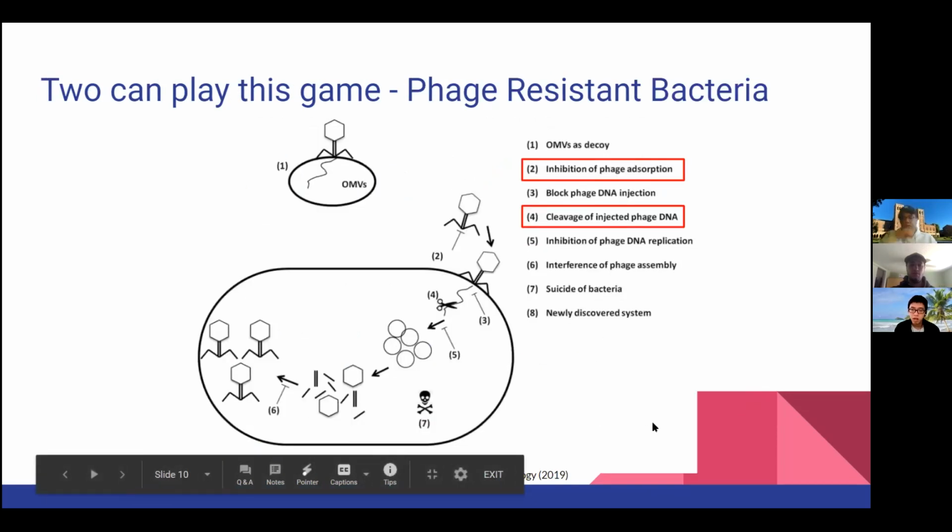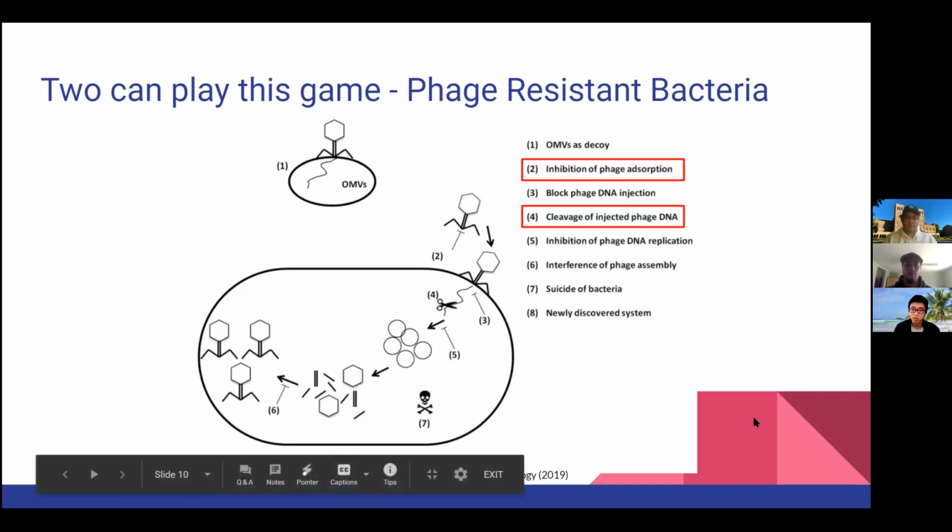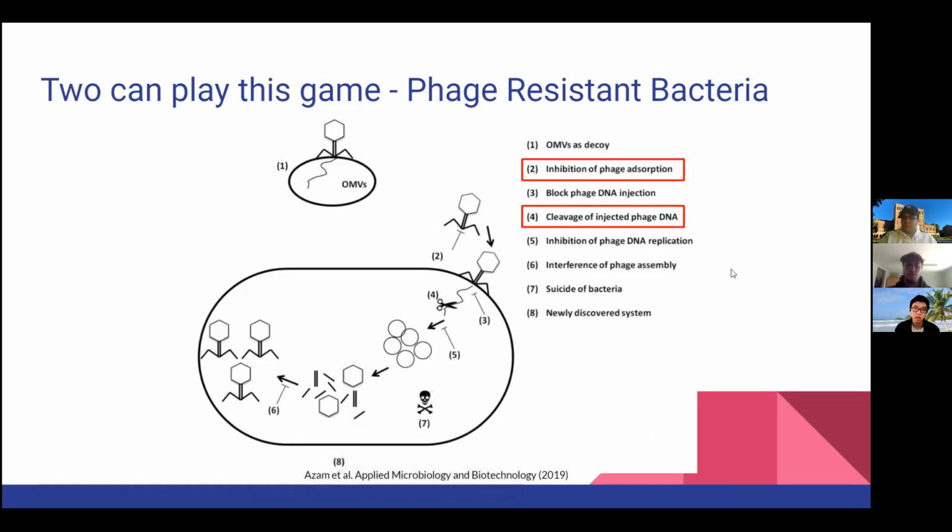So with that, with any arms race, bacteria have evolved to be phage resistant. And here are the 8 ways in which bacteria can become resistant to phages. I'm only going to talk about 2. One is inhibition of phage absorption. That's basically mutating the cell surface proteins so that the phage cannot bind.